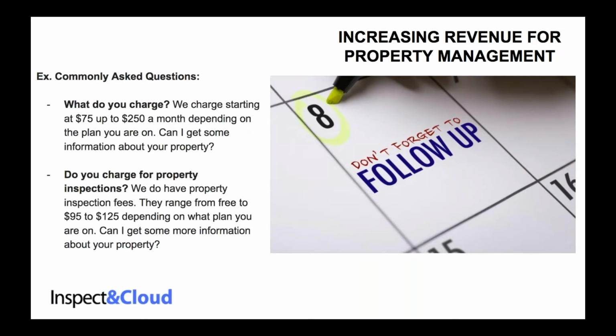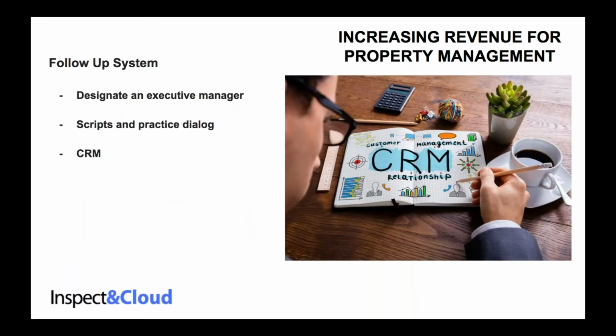Some examples. What do you charge? We charge starting at $75 up to $250 a month, depending on the plan you're on. Can I get some more information about your property? Do you charge for inspections? We do have property inspection fees that range from free to $95 to $125, depending on what plan you're on. Can I get some more information about your property?